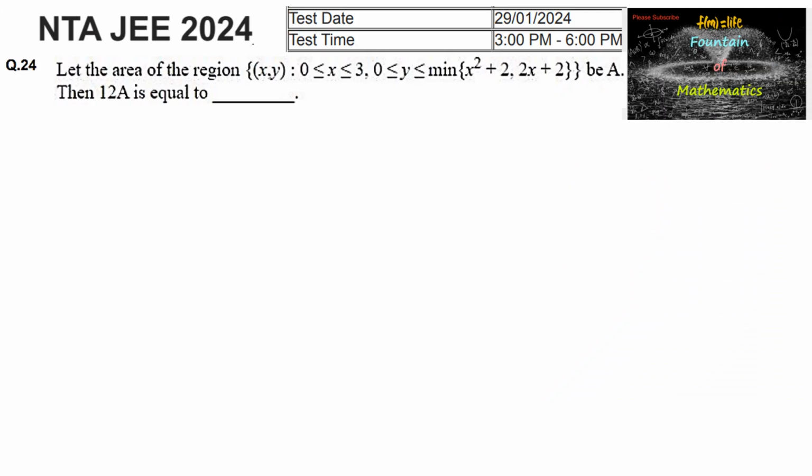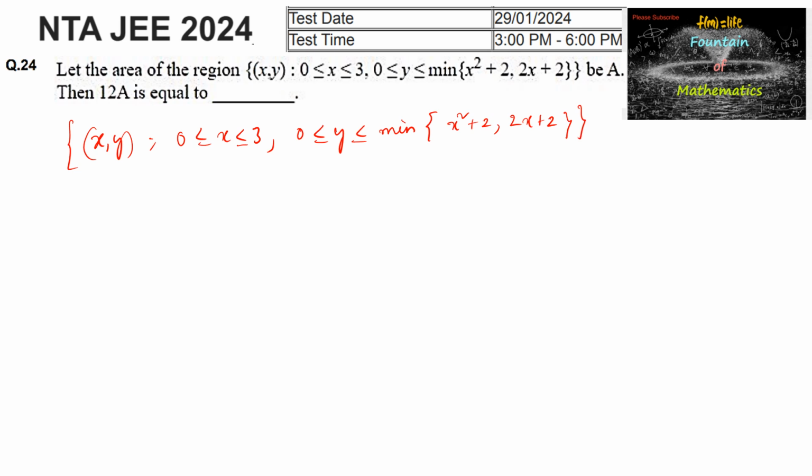Let the area of the region, the set of points (x, y) such that 0 is less than or equal to x less than or equal to 3, 0 less than or equal to y less than or equal to the minimum of x squared plus 2 and 2x plus 2, be A. Then what is 12 times A? So let us sketch the graph.